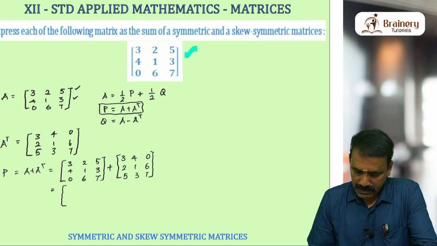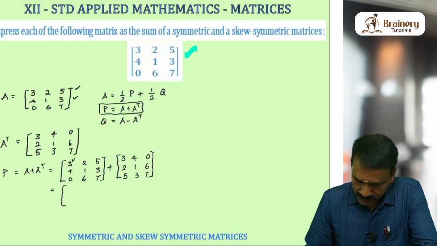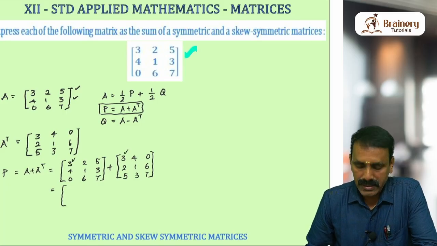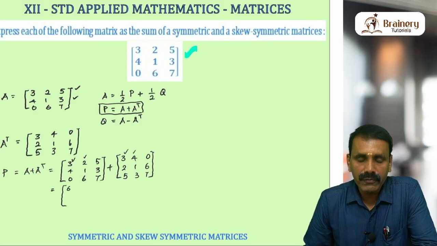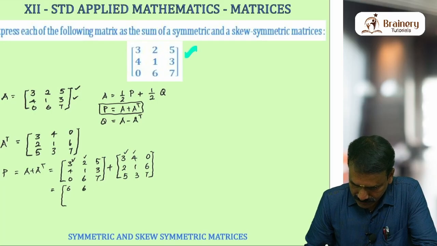I am going to skip one step. I am going to add. 3 is added with the 3. So 3 plus 3 is how much? 6. 2 is added with 4. When you add 2 with 4, again it is going to be 6. 5 added with the 0, 5.